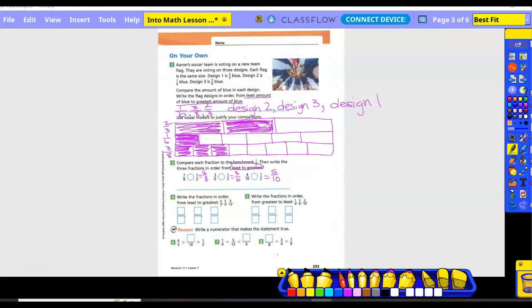Okay, so 7/8 is what to 4/8? Greater than, right? 3/6 is what to 3/6? Equal. And then 4/10 is what to 5/10? Less than. They want least to greatest, so what's going to go first? Okay, so we wrote them in order from least to greatest: 4/10, 3/6, and 7/8.